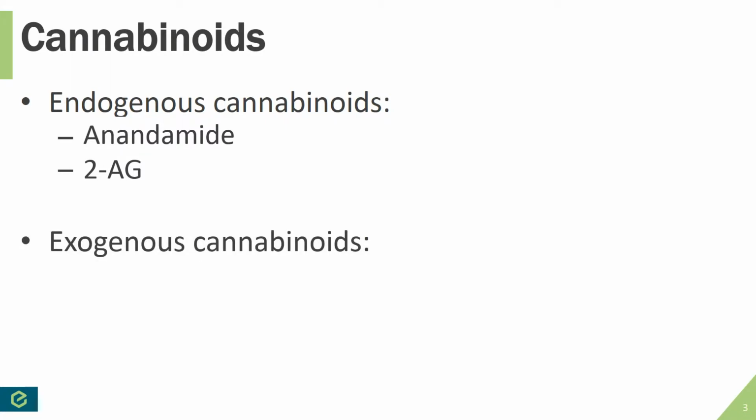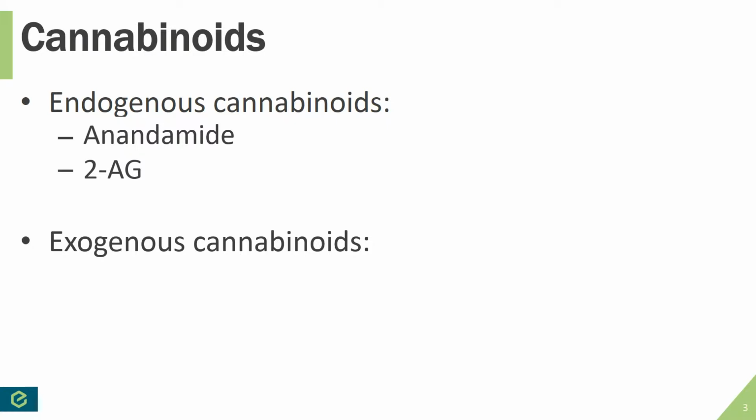In addition to the endogenous cannabinoids, there are exogenous cannabinoids. Now, exogenous is the opposite of endogenous. So if you want to think of the opposite of endogenous meaning made within the body, naturally you would then presume exogenous would mean made outside of the body. So really these are your cannabinoids that you're going to get from the cannabis plant itself.